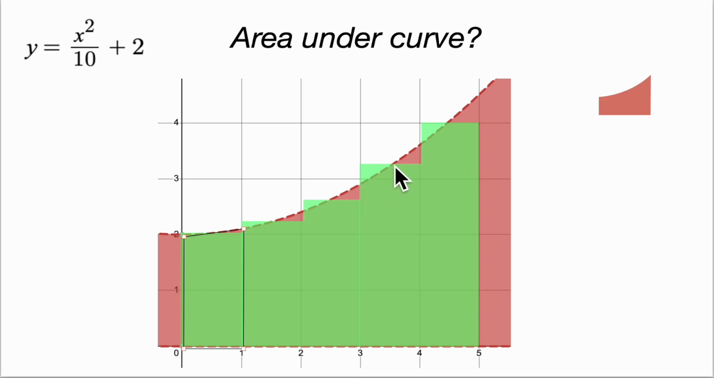Now we would have to do a lot more math. It's not complicated, it's just more math because we're going to have to say, okay, this point is 2.9 plus 3.5, average them together, divide by 2, then multiply by 1. Do the same thing again and again and again and add them all up.